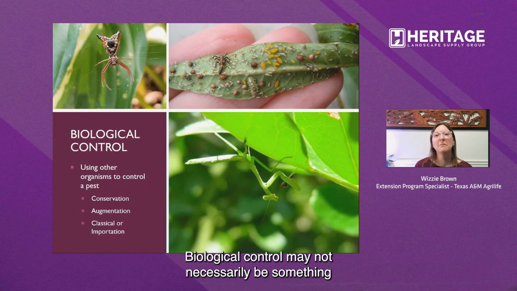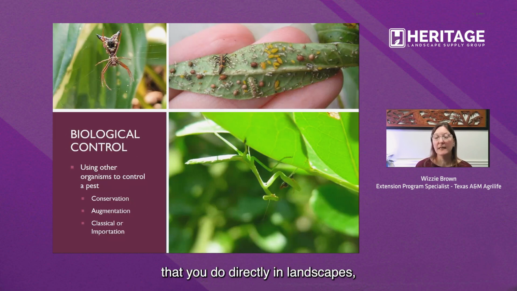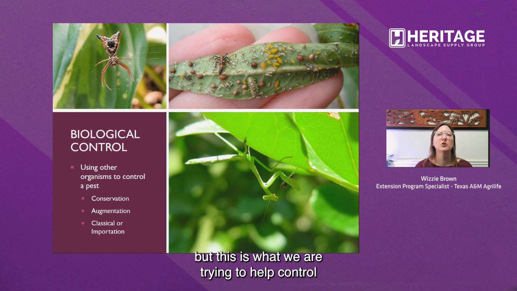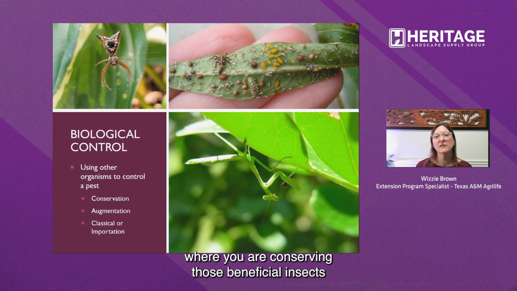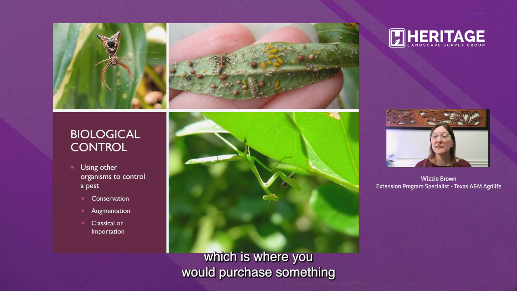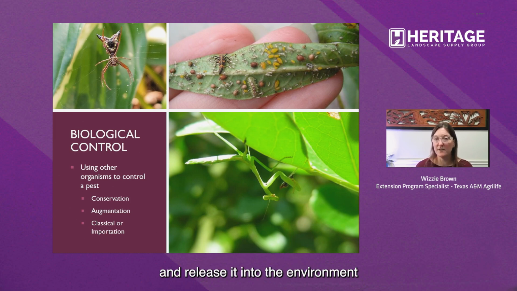Biological control may not necessarily be something that you do directly in landscapes, but this is what we are trying to help control or encourage when we're using IPM. So there are three basic types of IPM. We have conservation, where you are conserving those beneficial insects that are in the environment. We have augmentation, which is where you would purchase something and release it into the environment to control other organisms.